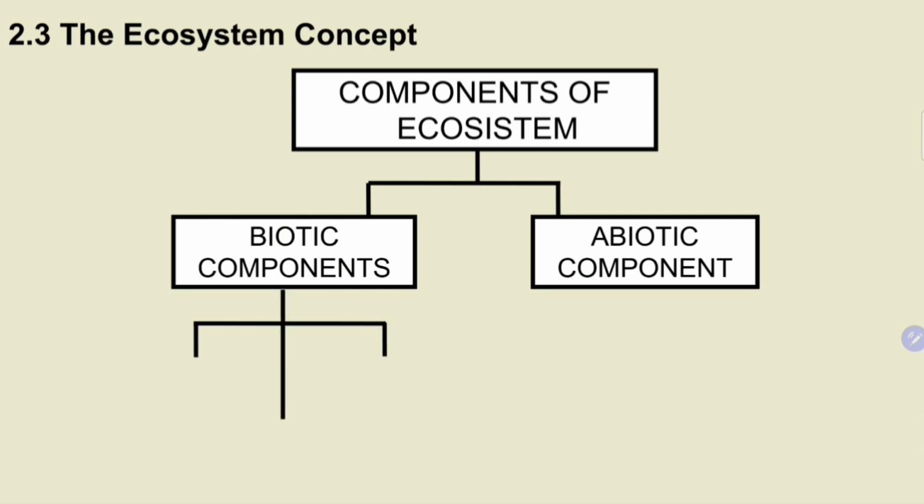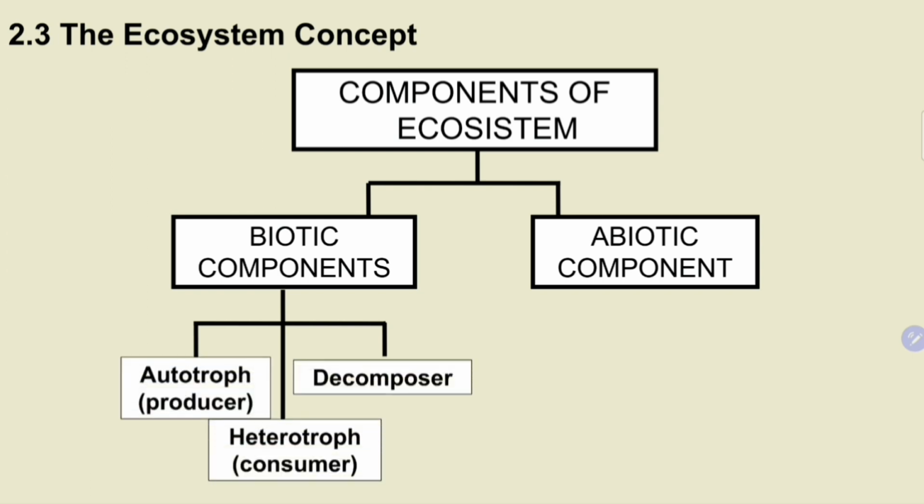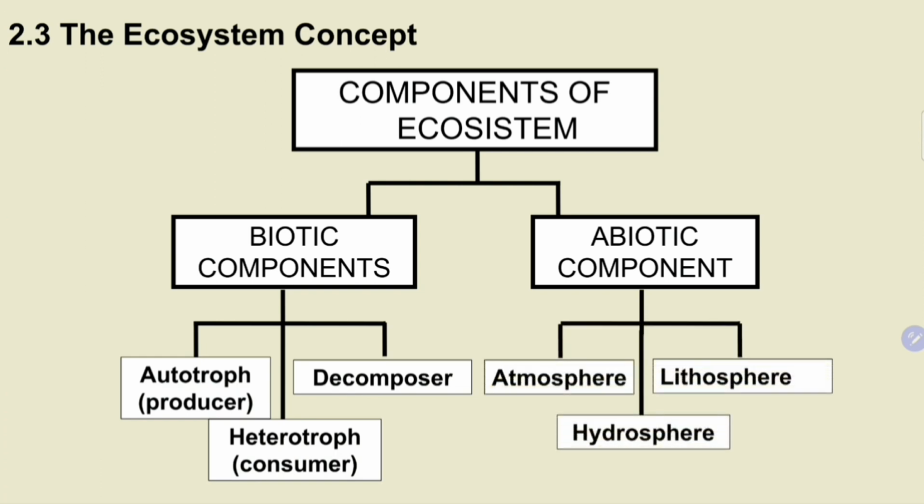Biotic component can further be grouped into different types of organism, either autotroph, which is the producer, heterotroph, the consumer, as well as the decomposer. Abiotic pula includes atmosphere, hydrosphere ataupun lithosphere. Atmosphere is the gas section, hydrosphere is the water, lithosphere is the soil and rock.